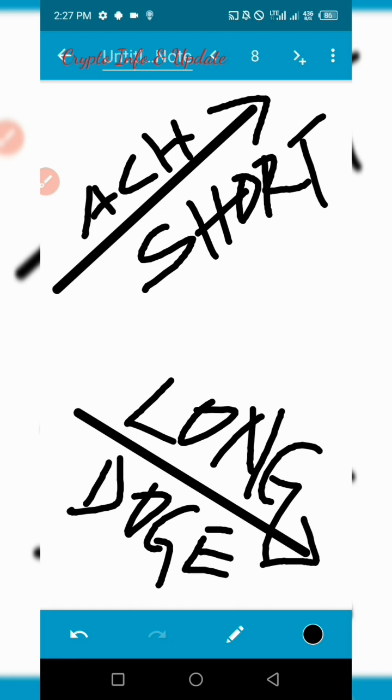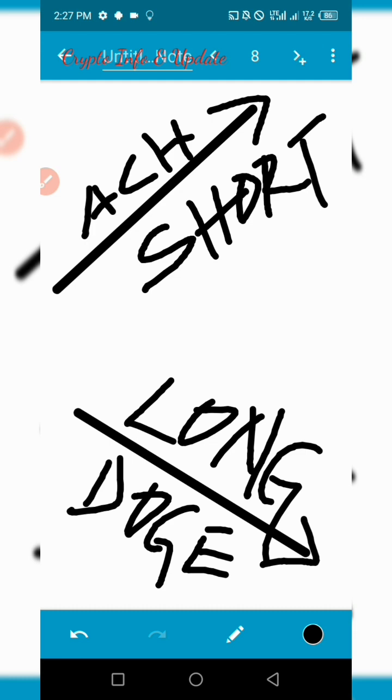So if your trade now is live, I mean, you've taken a short position and you've taken a long position in both, the trades are live. They are no longer under open order. They are now live trades, right? So let's say ACH is already giving you plus 10% in profit, while Doge is already giving you, let's say, plus 3% in profit.